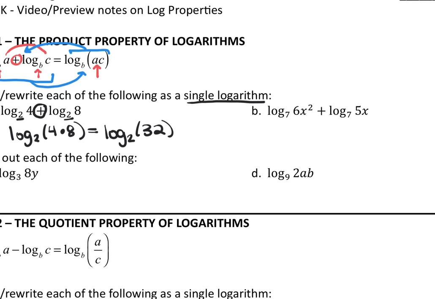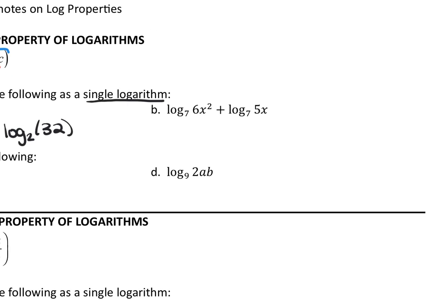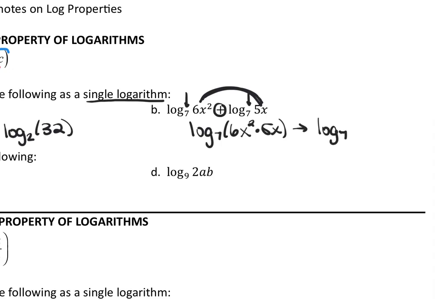Now to part B, same thing. I have more than 1 log. I want to write it as a single logarithm. Just make sure the bases are the same, which they are. They're joined by a plus, so plus means product. So it's going to be log base 7, and then we're going to multiply these 2 things together. So it'll be 6x squared times 5x, or you can automatically multiply those together, remembering your multiplication and exponent rules. It would be log base 7 of 30x cubed.